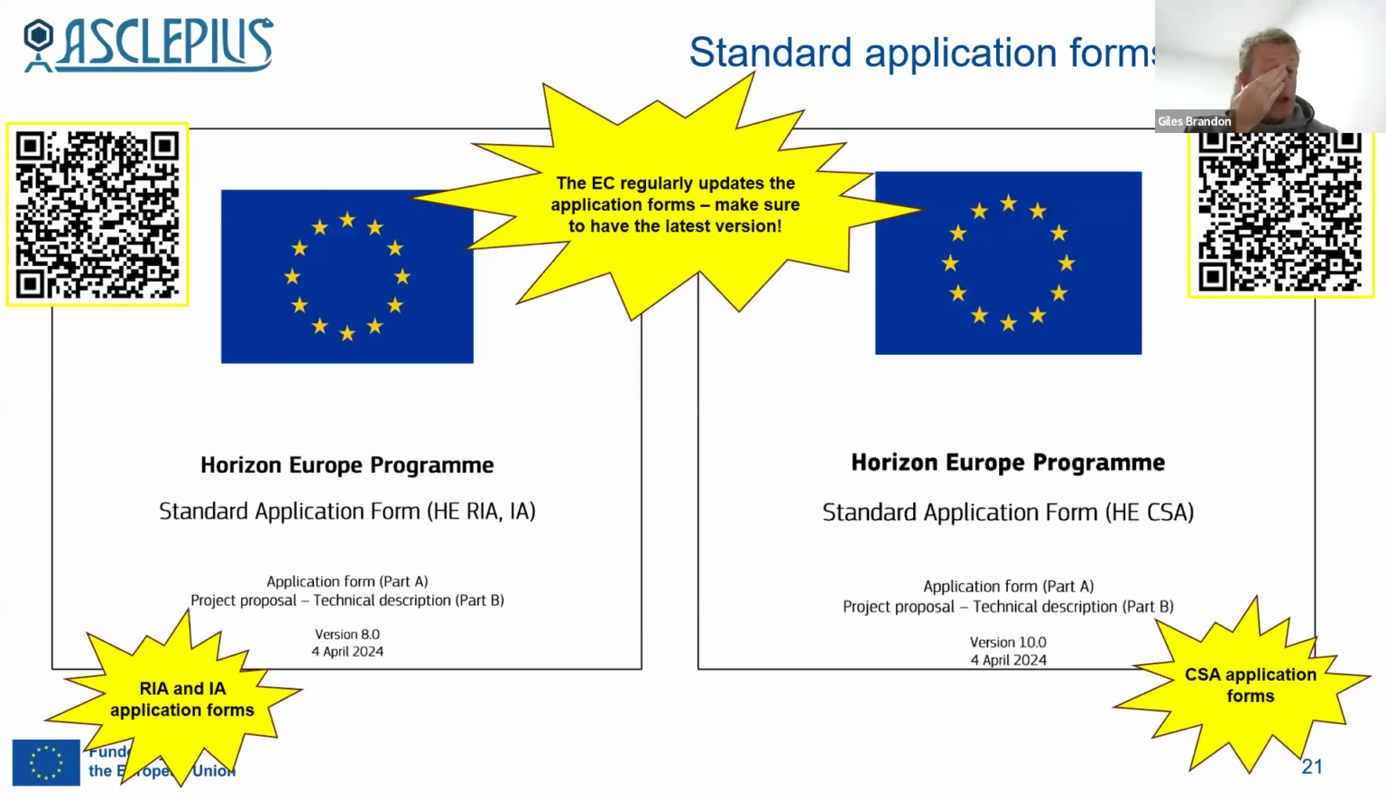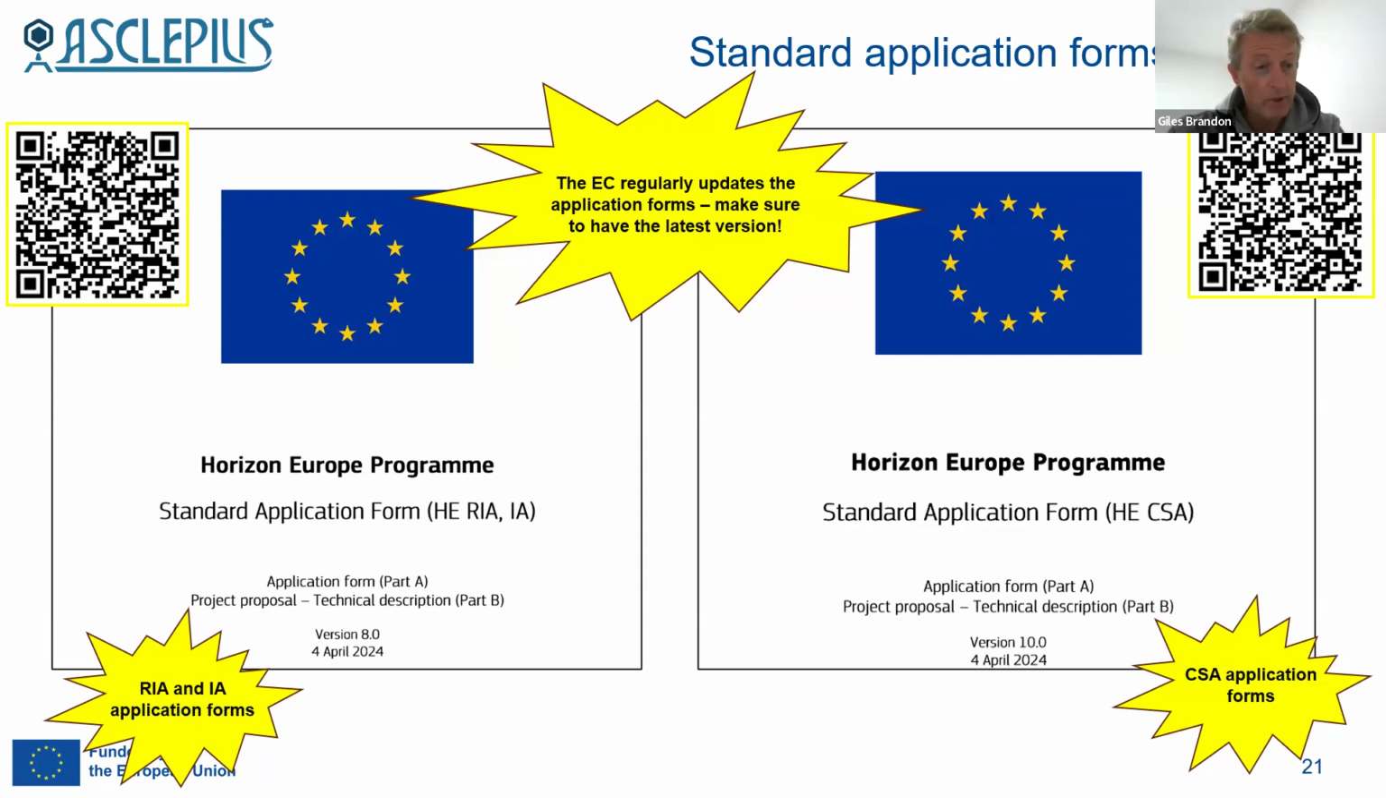So if you're going to be planning, writing the proposal, you need to make sure you've got the right application forms. And that's what I'm showing here with this slide. So on this slide, you'll see two documents, or the covers from two documents. There's the one on the left. It says Horizon Europe Programme Standard Application Form, in brackets, HE. HE is short for Horizon Europe. RIA, that's these research and innovation actions, comma, IA, innovation actions.